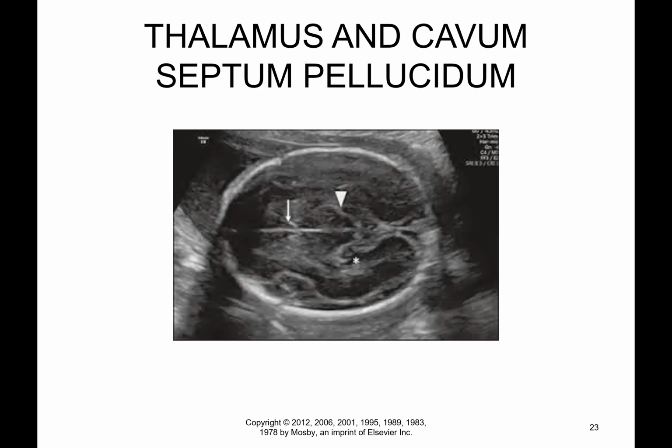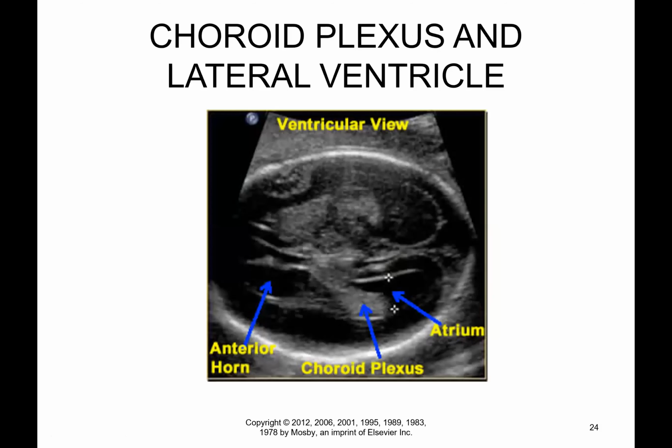You don't measure the thalamus or the CSP or the falx, but they are things that you want to get an image of. The thalamus, the falx, and the CSP are the landmarks that I want you to use to measure the head. So you'll measure and do your biparietal diameter and your head circumference at this image. Now we will talk about this more in chapter 52. Right now, we're just looking at images.